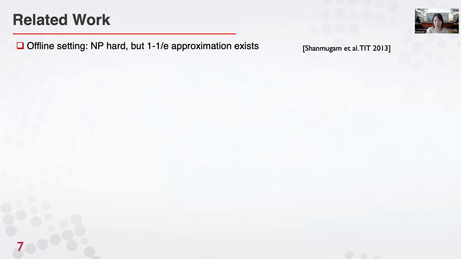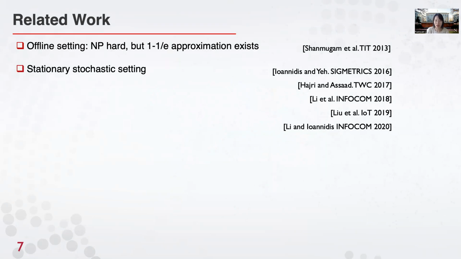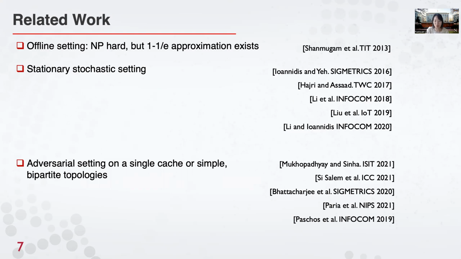Actually, content allocation in networks of caches has been explored in the offline setting, which presumes demand is known. The problem is NP-hard, but admits a 1-1/e polytime approximation algorithm. To study dynamic caching, some work considers requests generated following a Poisson process and the network being in steady state. Furthermore, some work explores caching algorithms that come with adversarial requests rather than stochastic ones. Most of this work focuses either on a single cache or on simple bipartite network topology.